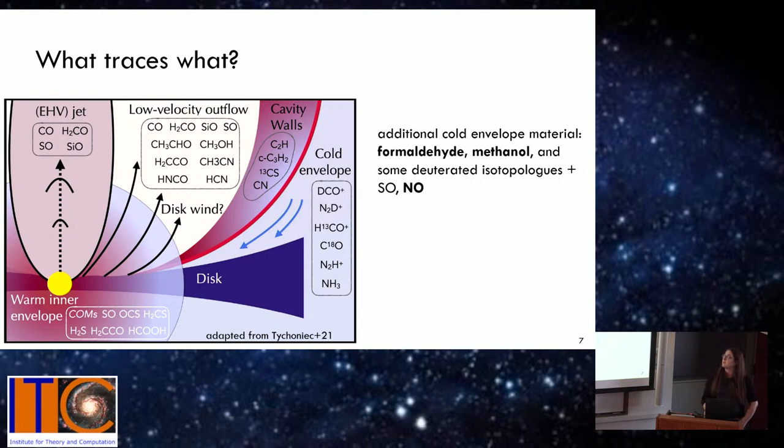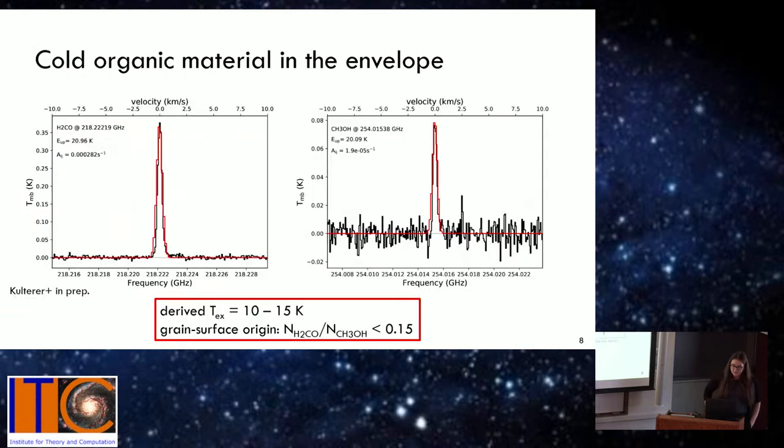And this came as a bit of a surprise, and we think that the outburst is the reason that we actually detected those molecules. The formaldehyde and methanol lines that I detect in the data have very low upper energies, so they shouldn't be in the gas phase. But the outburst has removed them from the grains, and this is why we detected them. The excitation temperature of those two molecules is also very cold, in a range of 10 to 15 Kelvin, and their abundance ratio allows us to derive that they stem from the grains and not from the gas phase.